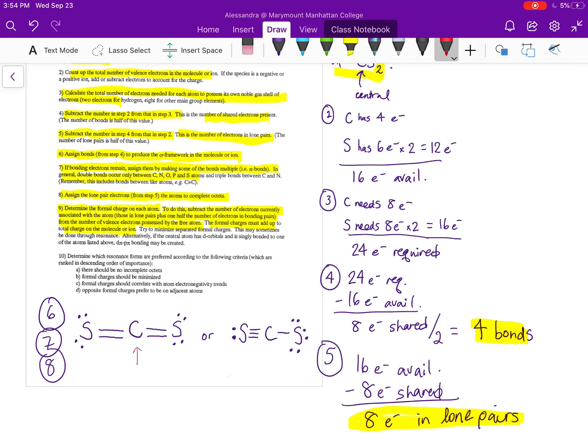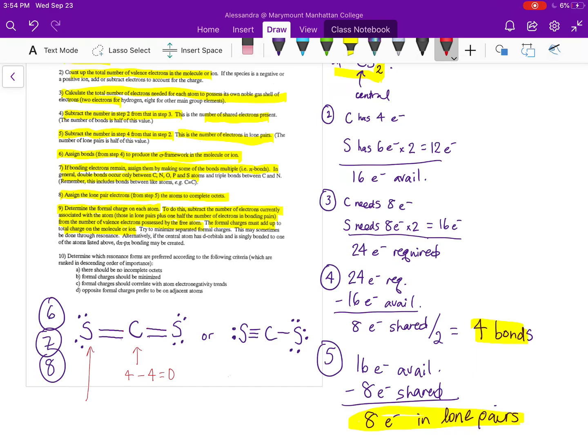So for carbon, in this version of the molecule, the formal charge is 4 valence electrons possessed by free carbon. I'm just going to write it as a 4 to simplify things. Minus, now we count up half the bonds. So 1, 2, 3, 4 gives me 4. So the formal charge on carbon is actually 0, which is the ideal formal charge that you want.